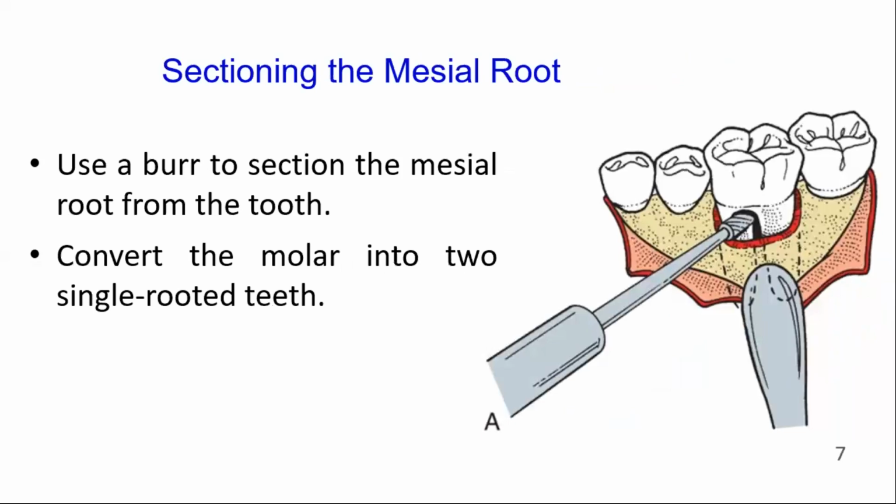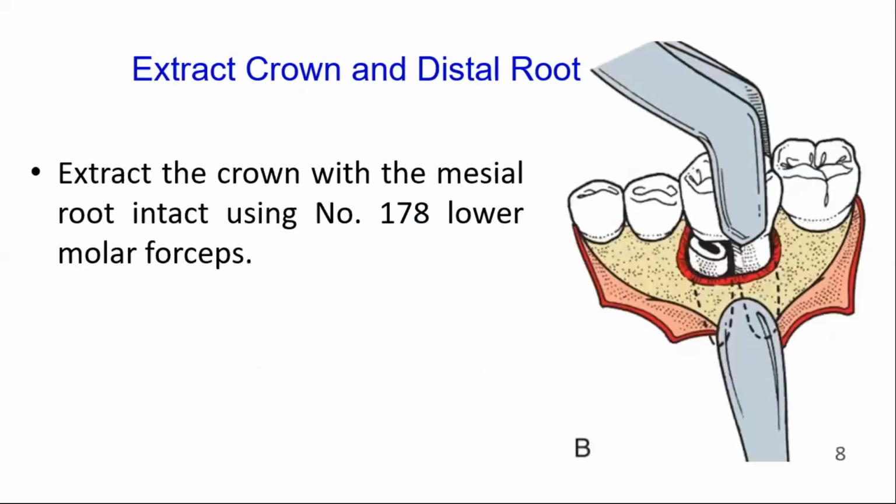Sectioning the mesial root transforms the molar into two separate single-rooted teeth, simplifying the extraction process by allowing the surgeon to handle each root individually. Using number 178 lower molar forceps to extract the crown with the distal root intact helps in removing the bulk of the tooth, making it easier to address the remaining root later.